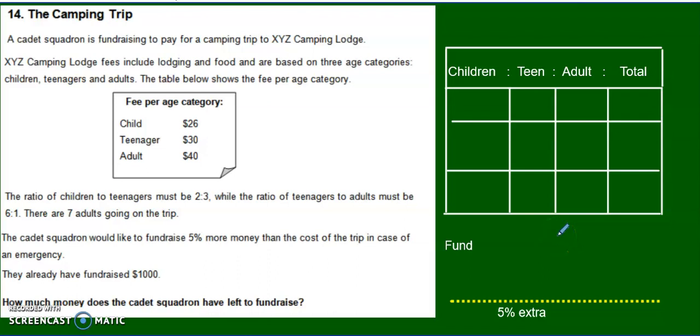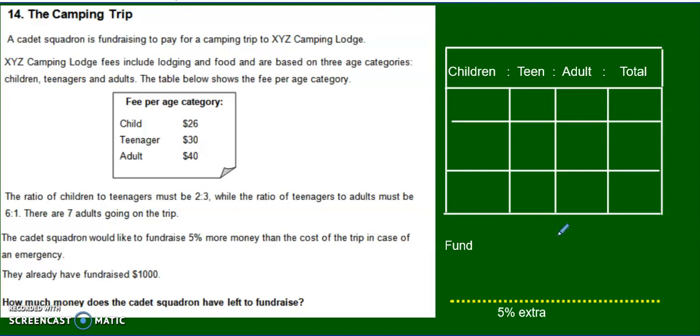Okay, here's a ratio question for us to try. A cadet squadron is fundraising to pay for a camping trip. The camping lodge fees, which include lodging and food, are based on three age categories. So there you have the prices for each age category: children, teenagers, and adults.